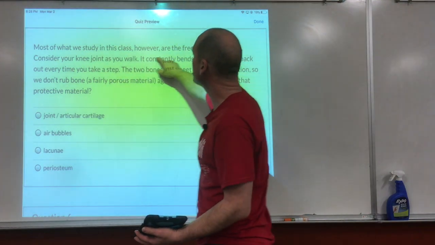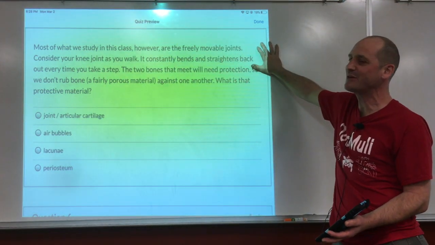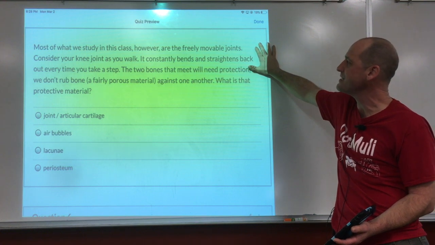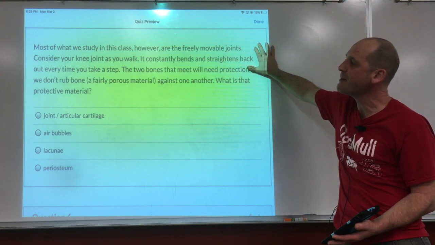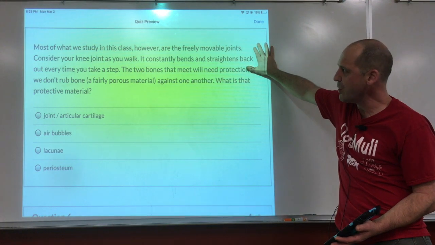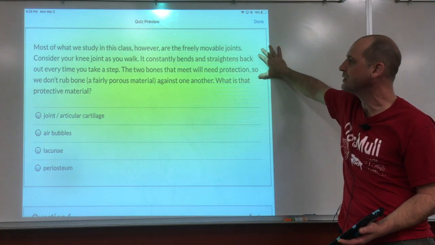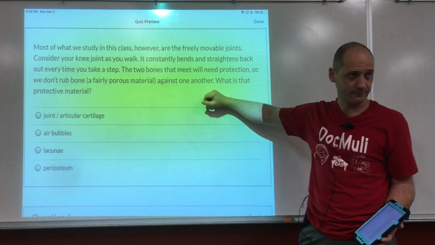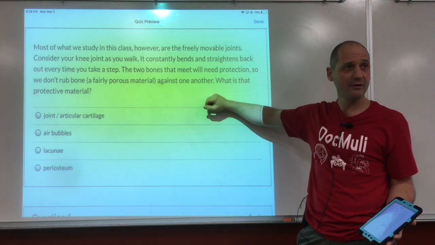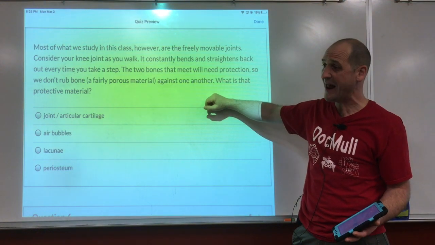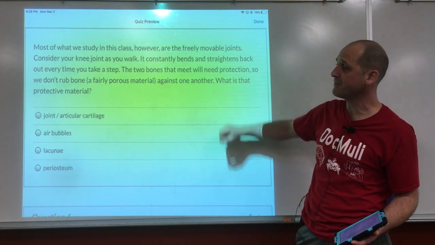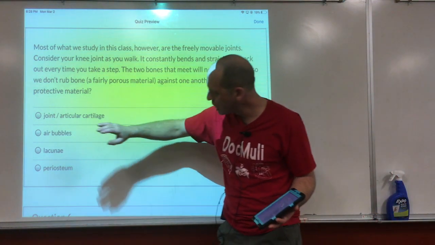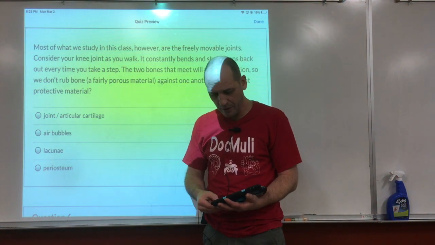Most of what we study in this class, however, are the freely movable joints. Let's get to the freely movable joints. Consider your knee joint as you walk. It constantly bends and straightens back out every time you take a step. The two bones that meet will need protection so we don't rub bone against another bone. That's like a brick on a brick. That's not good. That's grinding it down. What is the protective material called? Joint or articular cartilage. Let's look at that.